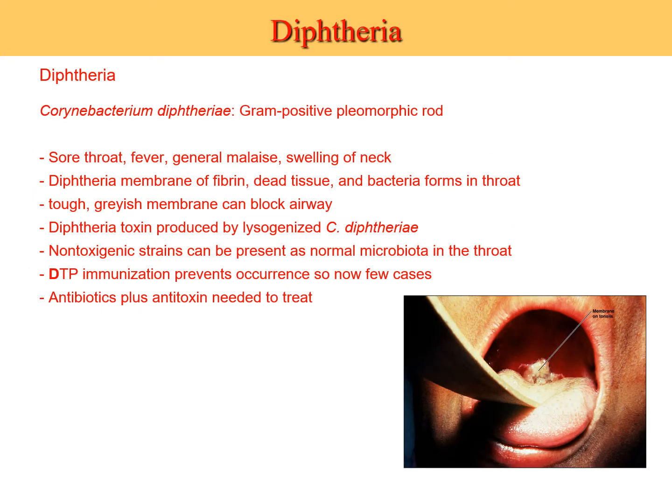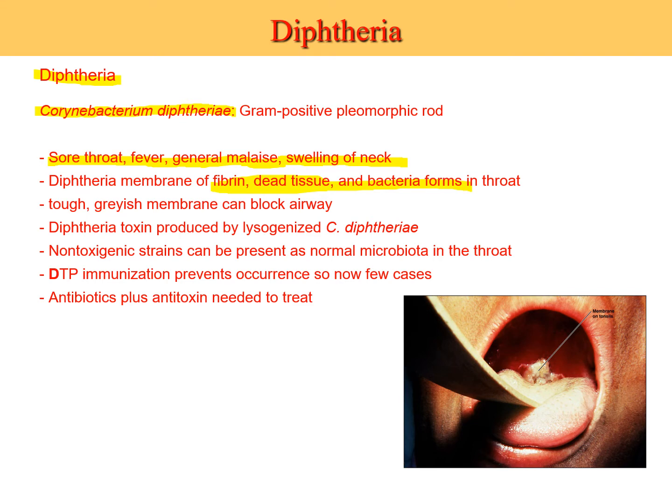The next organism that we're going to talk about is Corynebacterium diphtheria, which causes the disease diphtheria. It's associated with sore throat, fever, general fatigue, and not feeling well, malaise, swelling in the neck. And the main problem is you get this membrane composed of fibrin, dead tissue, and bacteria forming in the throat that can block the airways.